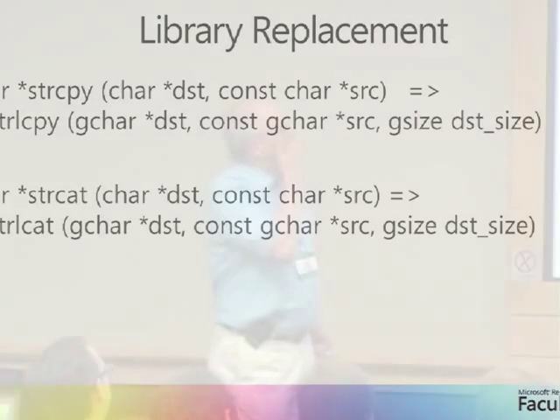So the library replacement is the old string copy, and there's a bunch of different libraries that do it better. This is the GNU one. And it takes a count, so you have to pass it, and it also changes types of things. So you don't just have a string being a pointer to chars, but instead it is a data structure that has the count in it.